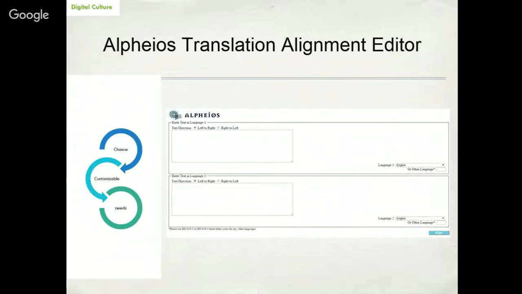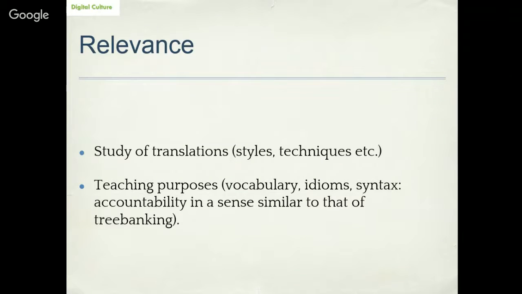And this is what we are going to present to you today, which is the Alpheios Translation Alignment Editor, which is customizable to every need, and you can do it with every language. So this was just an introduction, but why translation alignment? Why are we doing translation alignment? There are many purposes for this, but the most important are the study of translation, styles, techniques, and other things, and of course teaching purposes, which is a very powerful tool in the classroom, as I said, for vocabulary, how to translate, which style and which technique you should use. Just like treebanking, which is also good in research and also good in the classroom.